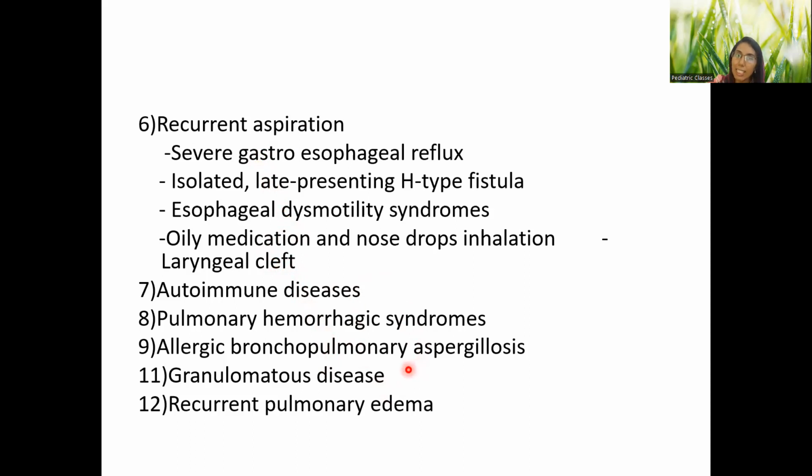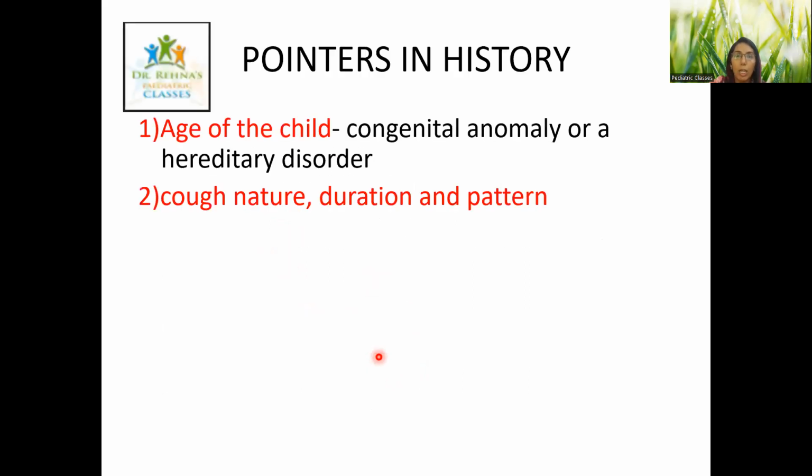I will discuss in detail about these causes because sometimes this question can come as an essay note for the PGs, so that will help them out. Okay, so what are the pointers in history which we should ask? One is the age of the child. If the child is tending to have recurrent pneumonia right from very early childhood, it may be because of a congenital anomaly or a hereditary disorder.